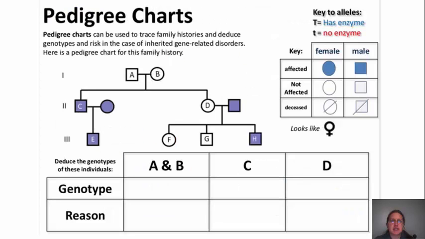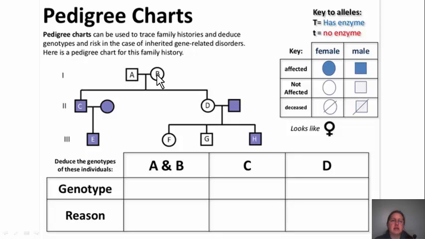The next thing we're going to talk about today is called a pedigree chart. Pedigrees can be used to trace family histories, and we can deduce genotypes or the risk of an inherited gene-related disorder. So a pedigree is basically a family history, but looking at the genes. There are a couple of things you need to know. First of all, squares are boys and circles are females. Horizontal lines across mean that they were married or had children, not necessarily married, but that they had children together. And the vertical line indicates the difference between the generations and the children.